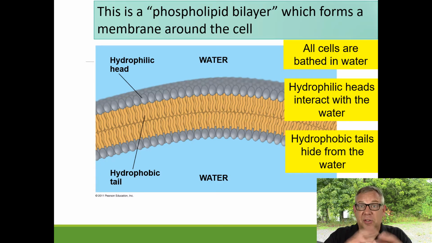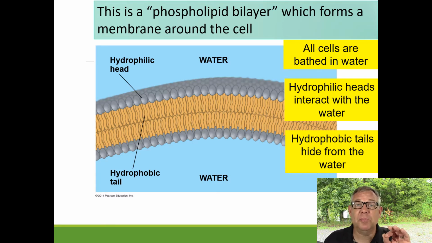And so just think of like a soap bubble or something. It's just going to be a sphere, but if you zoomed in on it at the molecular level, this is what it looks like. And so there you go. And so this is the semi-permeable membrane that surrounds all cells.